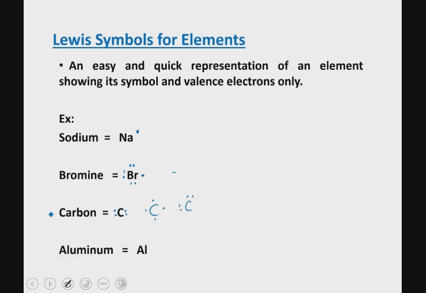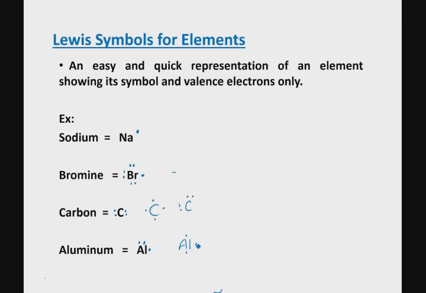Aluminum has 3 valence electrons in the third valence shell, and therefore this would be its Lewis dot structure, or you can even write those 3 electrons standalone. Lewis structure is really not a very specific structure, but it's a very quick shorthand representation of an element showing its symbol and the valence electrons.